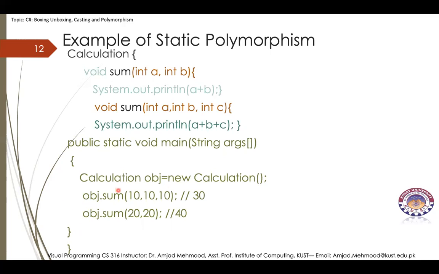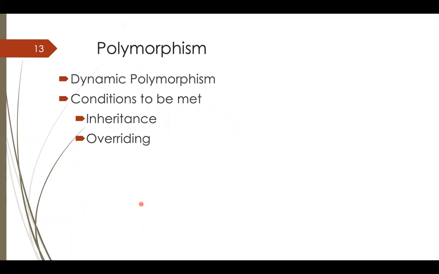The object obj will call only the method which is bound with that object. This is called compile time binding. Now, for dynamic binding, there are some conditions which need to be met. You must have inheritance and you must have overriding. This is the condition of dynamic binding, which is also called overriding.